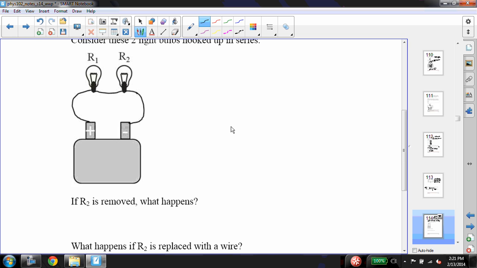Now, first of all, what happens if I take out this light bulb? If I remove R2, what happens to the circuit? Well, if this is a true series circuit, and most of your Christmas lights, by the way, which might look like this, are not really series circuits, or they might be a series circuit, but they're slightly different. They have some modifications. But if it's a true series circuit, if R2 is removed, that light bulb is removed, then R1 will go out. It will no longer have electricity flowing through it.